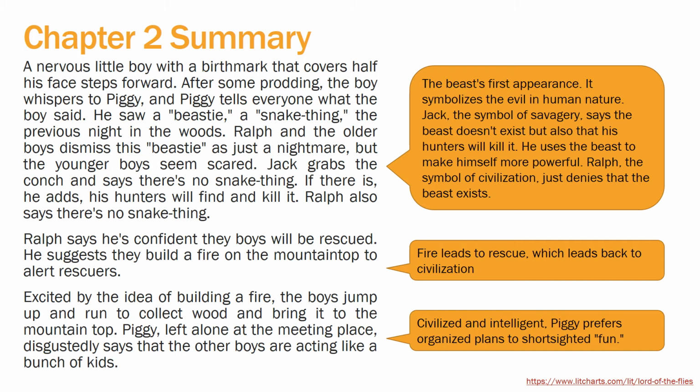Alright, so what we can see here is that Piggy is again pointing out the short-sighted nature of the other children. Okay, and then this beastie or snake thing is the first appearance we see of it in the novel, okay? And it's important to note this. Now, Jack, the symbol of savagery, says the beast doesn't exist, but also that his hunters will kill it. He uses the beast to make himself more powerful. Ralph, who is the symbol of civilization, just denies the fact that the beast exists entirely.